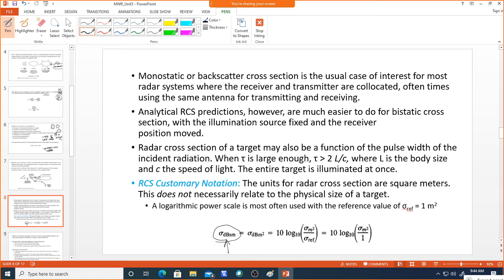Generally they won't use dB meter square. This is the notation which will be used for IEEE in order to find out the target in terms of the dB scale. Actually it does not necessarily relate to the physical size of the target, the units of radar cross section. But generally we use it with respect to 1 meter square of area, to find out what is the area intercepted by the target. So that is called dBSM.